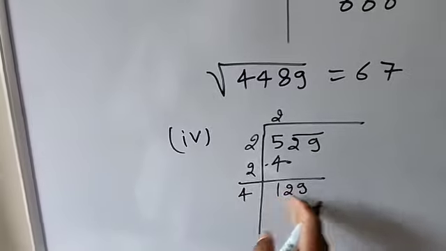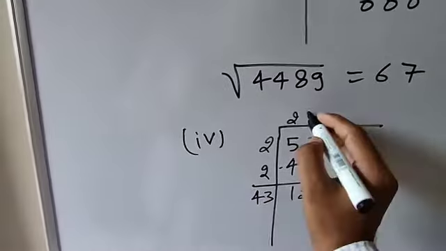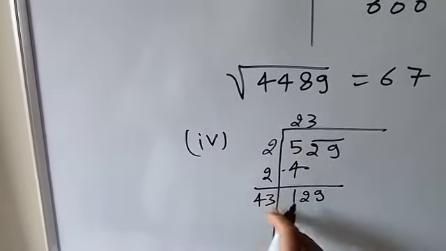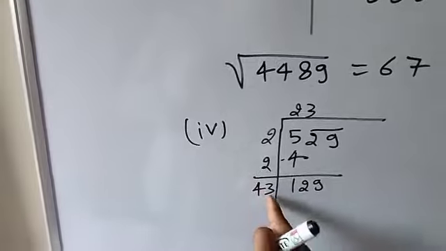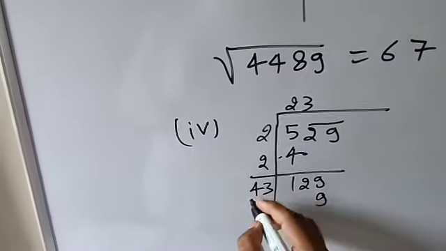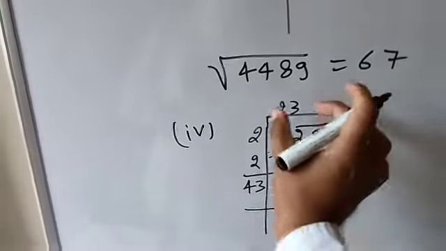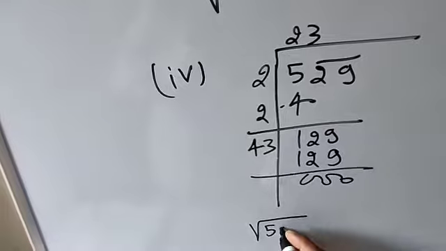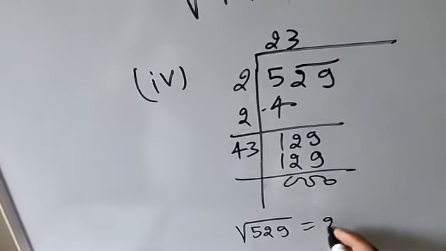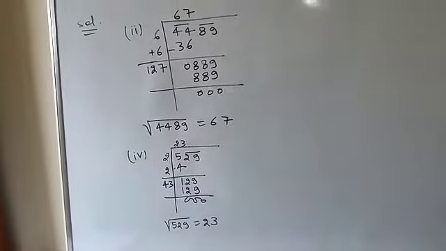Now here it is 129. So here you need to put a number, suppose 3. If I put 3 here, then you multiply the whole number by the same digit. Then 3 3s are 9, and 3 4s are 12. So it is equal to this. So here you get 23. So here you can write square root of 529 equal to 23. So that is the solution of the fourth part.